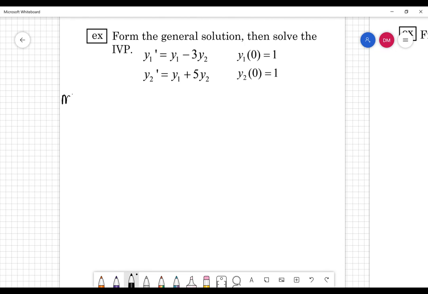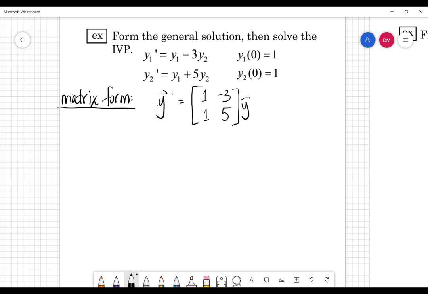So let's rewrite this in matrix form. This is already in a nice standard form for our system of differential equations here. So it's pretty quick to get this into matrix form, where we have 1, -3, 1, 5. All right, so there's y prime is equal to A times y. Now we also want to make sure in this case, because we have our initial value problem, that we take care of y of 0, which looks like this vector function right here.